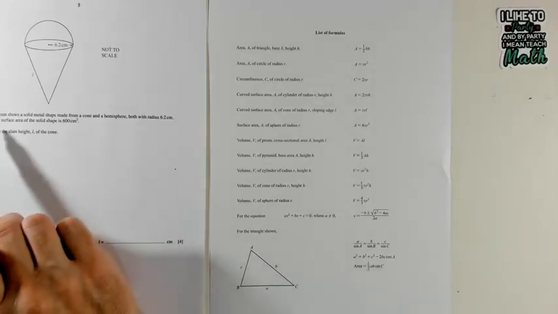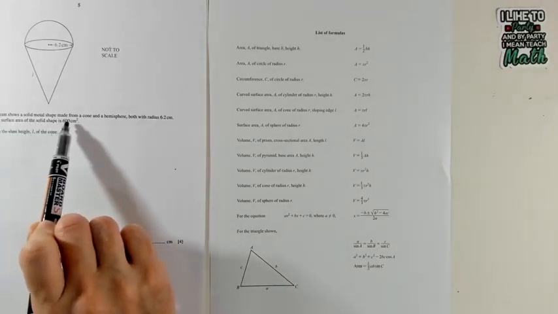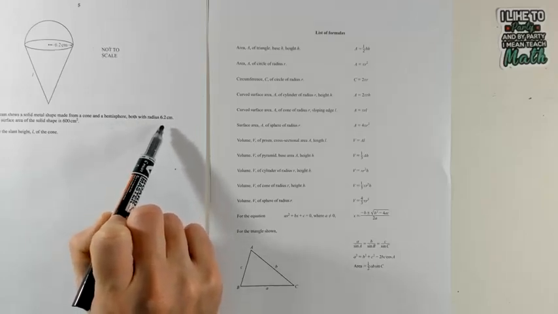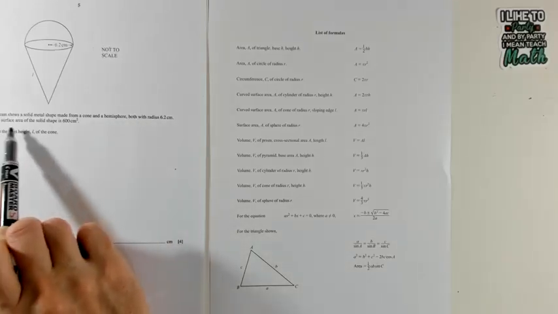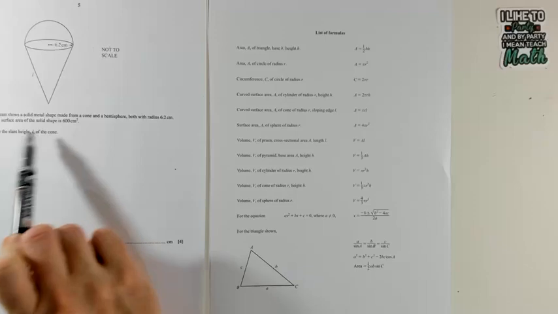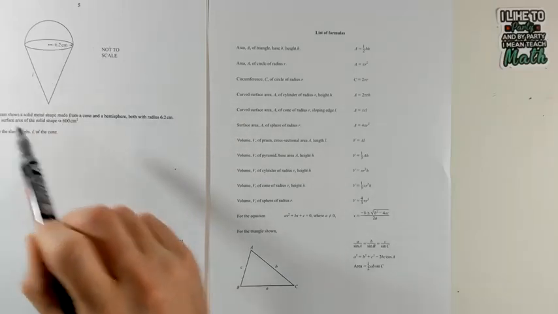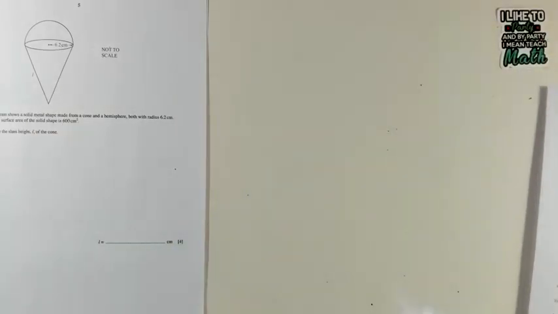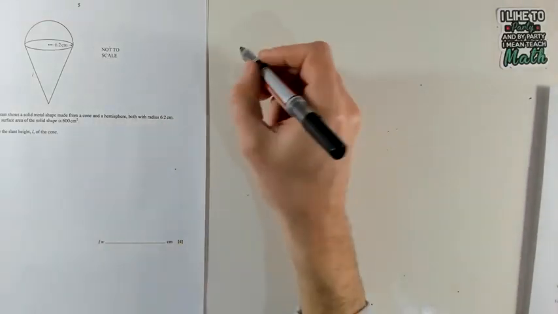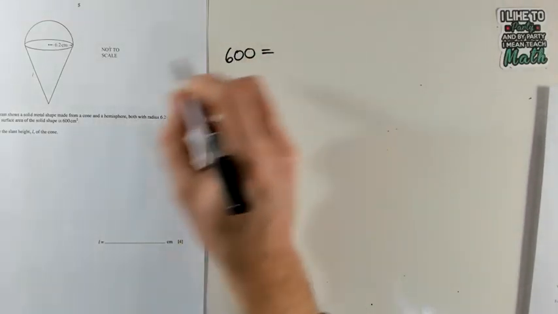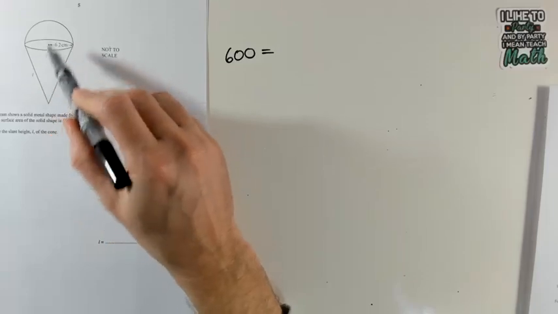But it's just because that's not in your syllabus. Anyway, the diagram shows a solid metal shape made of a cone and a hemisphere, both with a radius of 6.2 centimeters, and the total surface area of the solid is 600. Calculate the slant height. So basically they're giving us the whole surface area. So surface area is 600. So we know 600 is equal to the surface area of these two shapes combined.